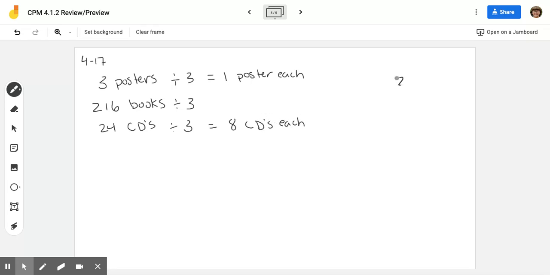And we'll need to do 216. We'll need to divide that by 3. So that's 7. 3 times 7 is 21. And then we bring down the 6. 3 times 2 is 6. So 72 books each. All done.